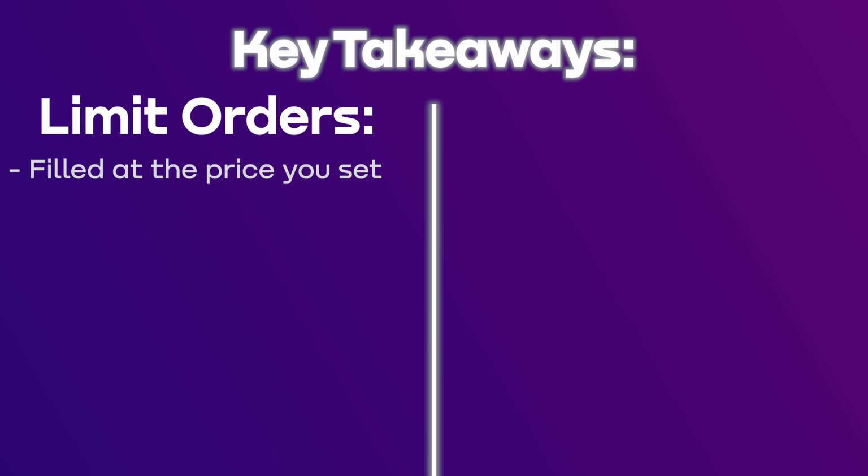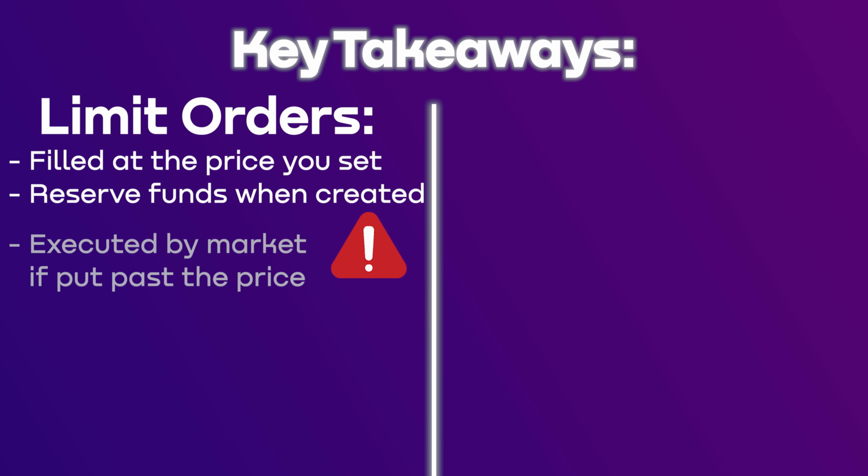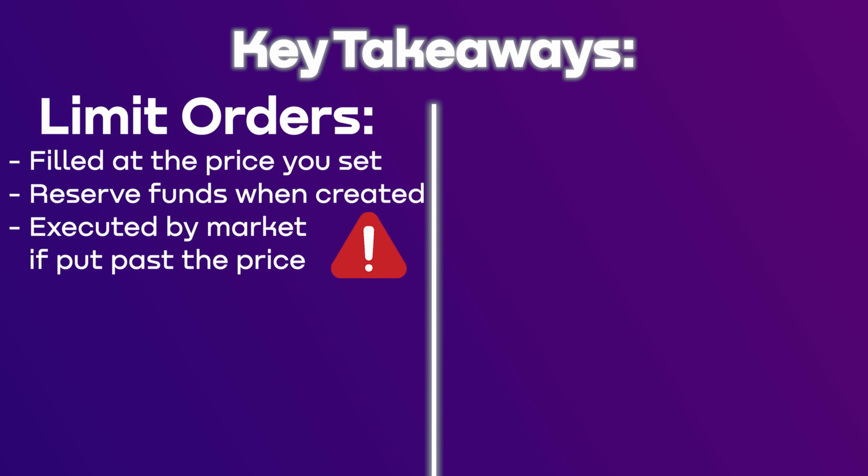Limit orders are filled at a specified price or better when the current price reaches that point. Limit orders reserve funds needed to fill them at the moment they are created. Very important: if you put a limit order past the current price, meaning a buy limit order higher than the current price and a sell lower, this will mean that there is already an offer better than your limit order, and by its definition, it will be filled instantly at the current price.